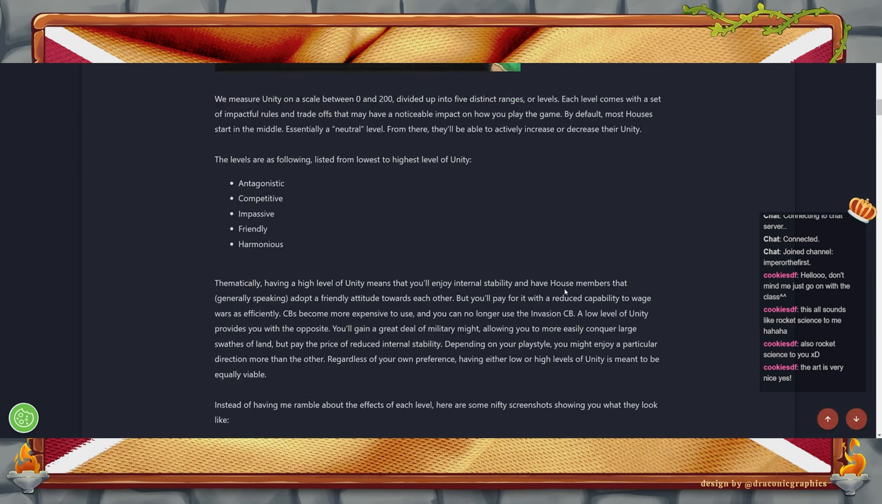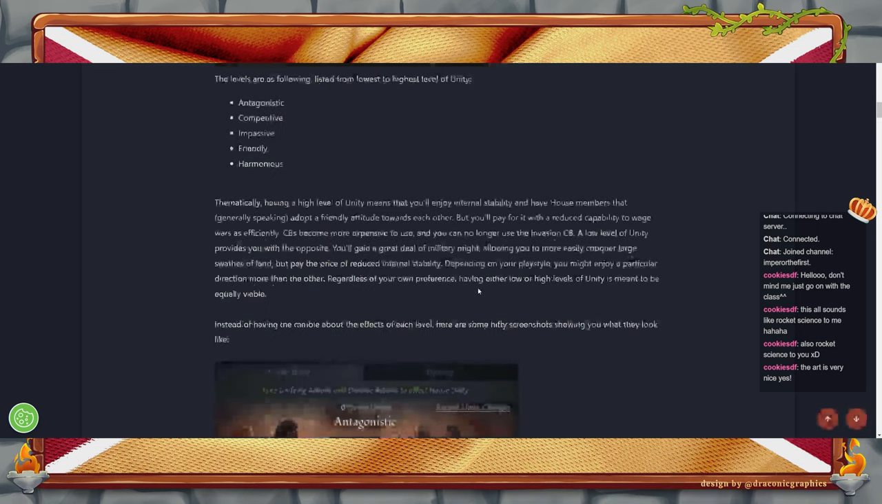So let's see. We measure unity on a scale of 0 to 200 divided up into 5 distinct ranges or levels. By default, most houses start in the middle, essentially neutral level. The levels are the following: antagonistic, competitive, impassive, friendly, harmonious. Ooh, harmonious is nice. I just like the word, you know.